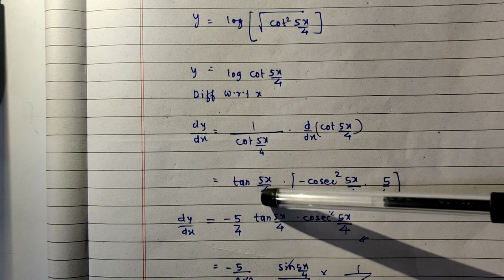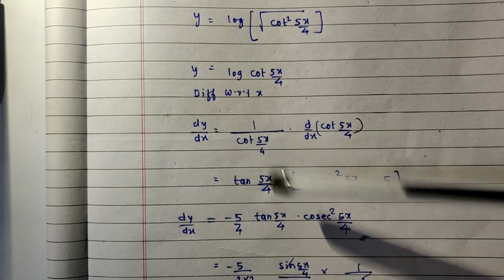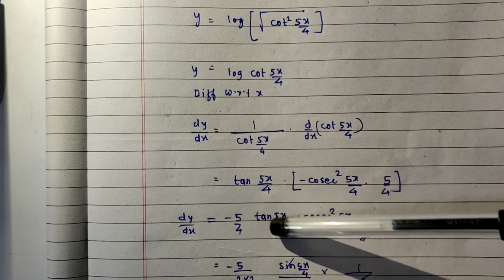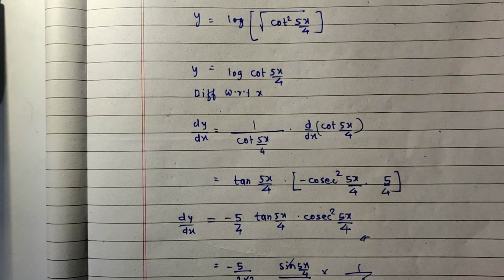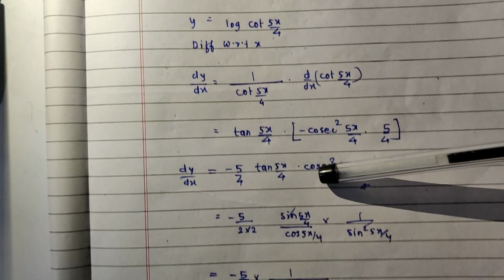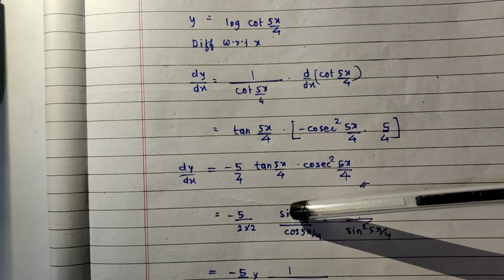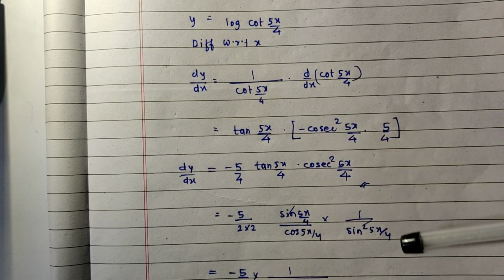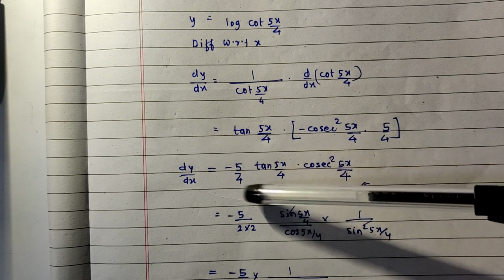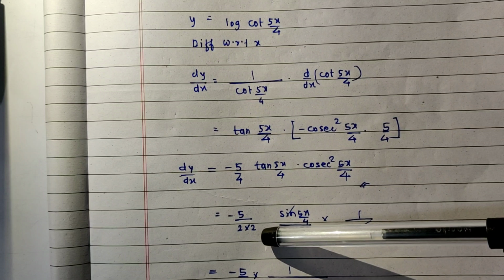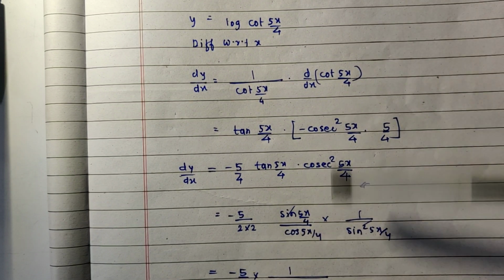Simplify it. 5 by 4 we write here, minus sign is there, 1 upon cot we write tan of 5x upon 4, cosec square of 5x upon 4, cosec square we write 1 upon sin square, and this tan we write sin upon cos. So this 1 upon sin square, one sin is getting cancelled. From 5 upon 4 we take 5 upon 2, and this 2 we attach with sin 5x upon 4 and cos 5x upon 4.